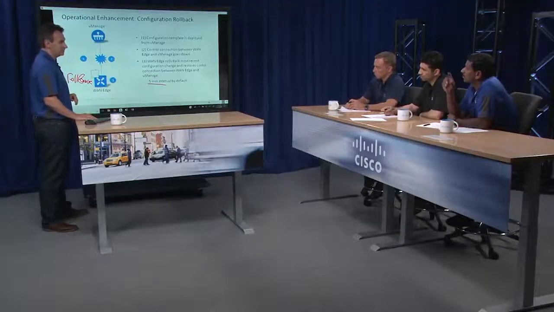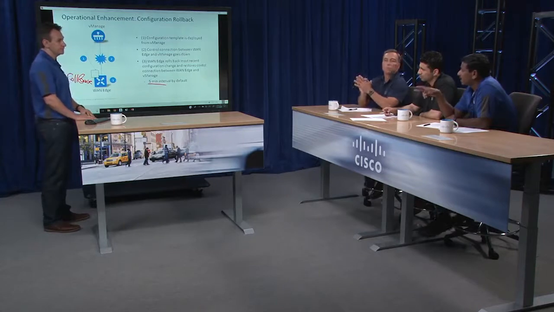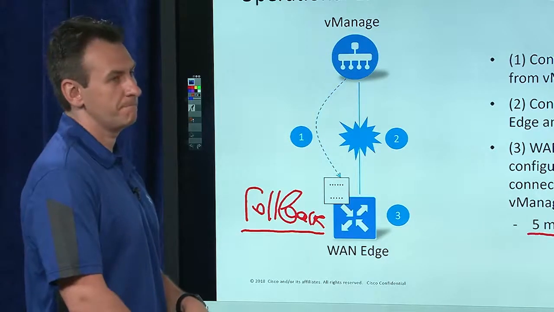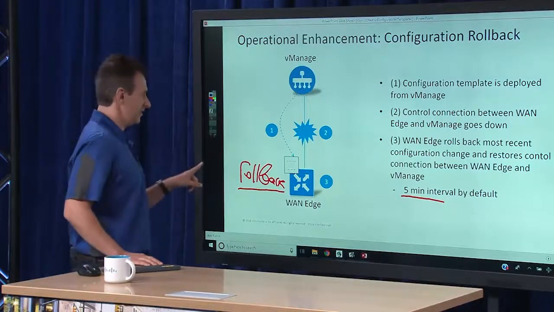Sure. I have another question. Sorry, maybe I didn't clearly understand. The rollback is done by the edge router itself? Absolutely. Okay, so let's say the edge router, for some reason, doesn't have a connection to vManage after the config change, so it rolls back to the previous config. How does the vManage, when it tries to establish a connection, push the config back to the vEdge, no? That is true. Very good point.